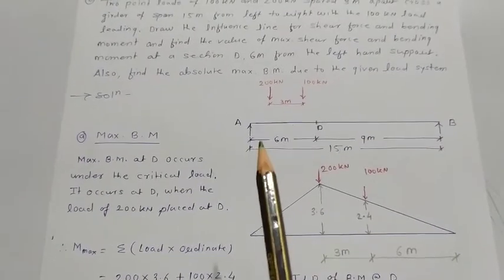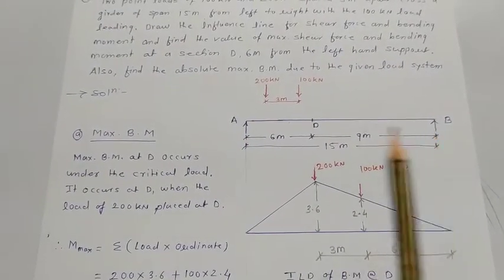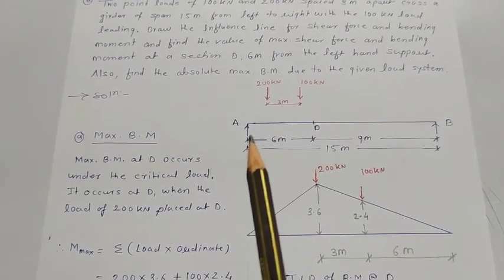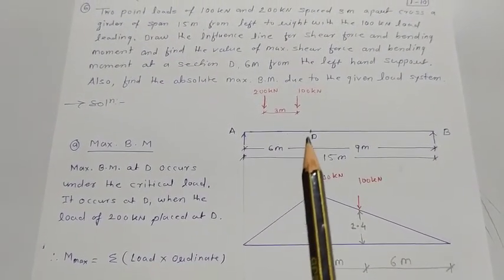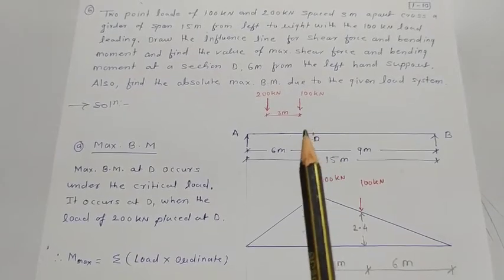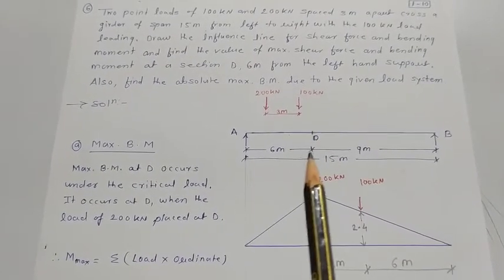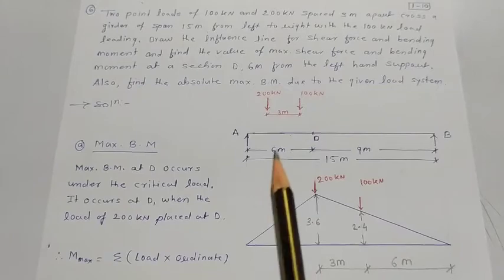So first we have to draw a line diagram of beam. Span of beam is 15 meter. We have to find out the value of maximum shear force, maximum bending moment at point D, which is 6 meter away from A, okay.